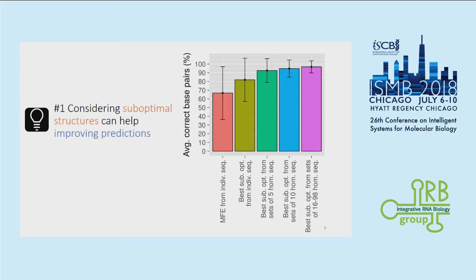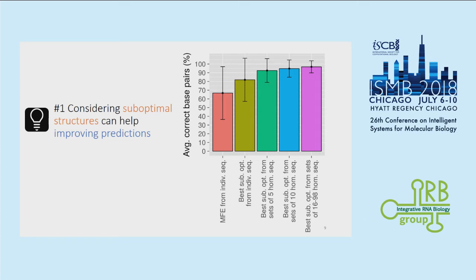Here, considering individual sequences, I take one sequence, I generate all the suboptimal structures, and I pick the one which is closest to the validated one, and I report the average correct base pairs. And I do the same thing using sets of 5 homologous sequences, 10, and more than 15 here. As a baseline, here I consider only the most stable structure.